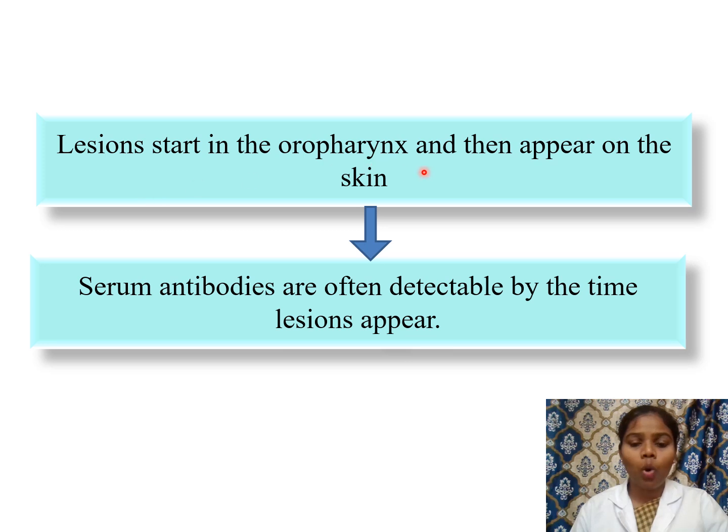Lesions start in the oropharynx and then appear on the skin. So first we can see the lesions in the oropharynx, that is the mucous membrane in the oral space. Then the serum antibodies are often detectable by the time lesions appear.